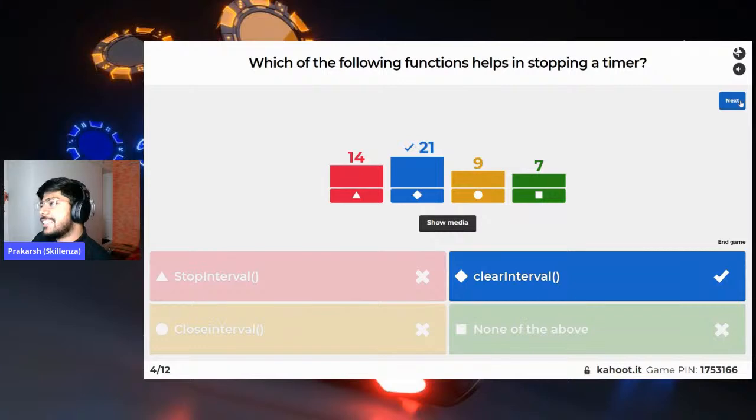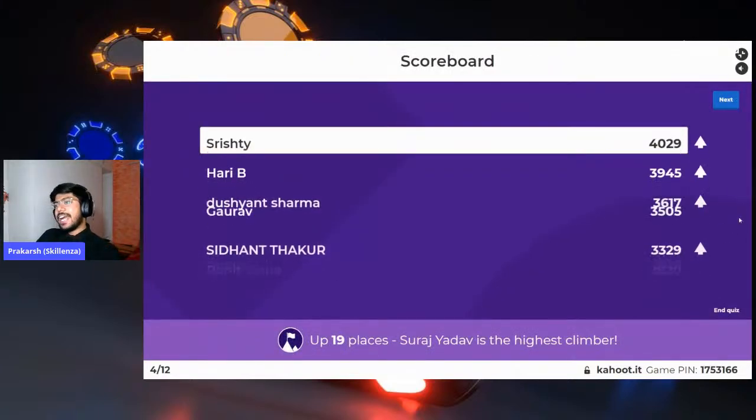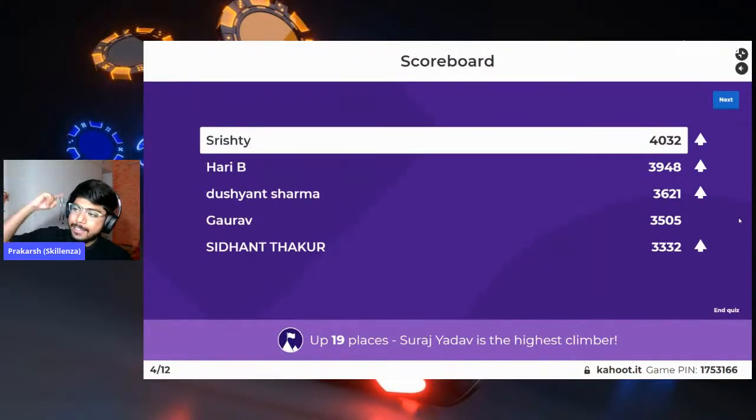Clear interval is the answer. Let's see who's winning right now. Okay, Shrishti on the top position, Hari B on the second, Dushyant Sharma on third, Gaurav on fourth, and Siddharth Thakur.